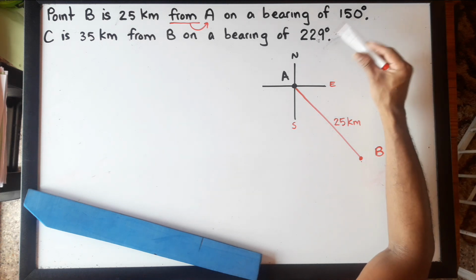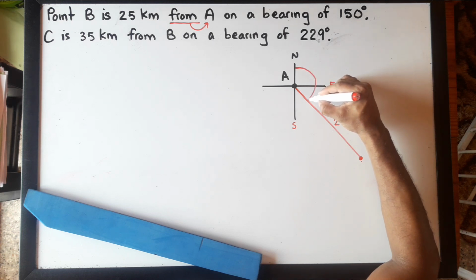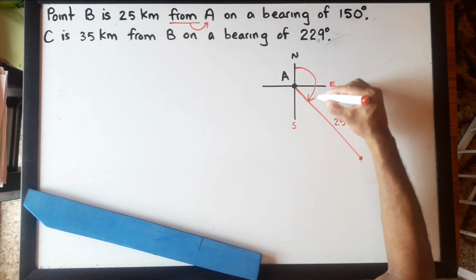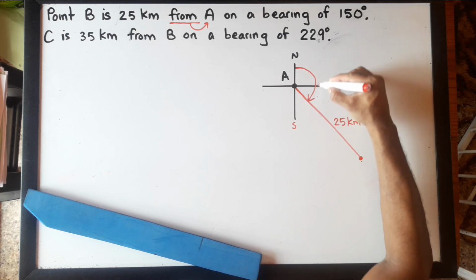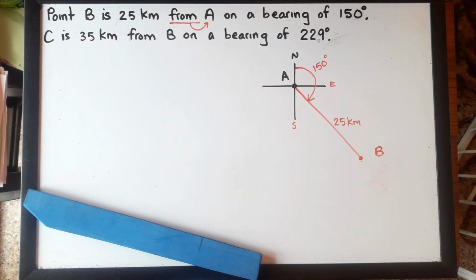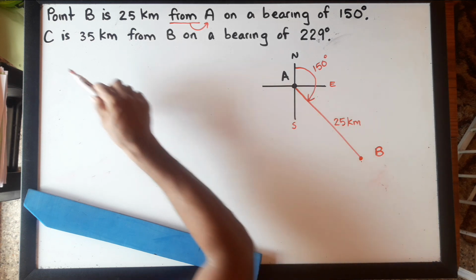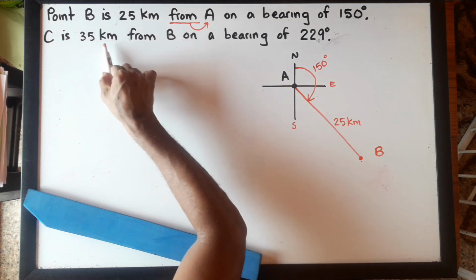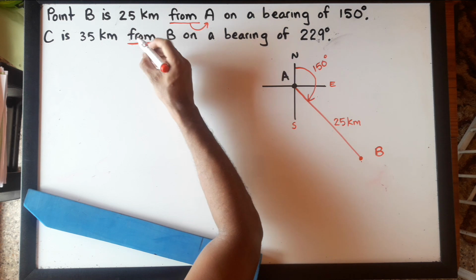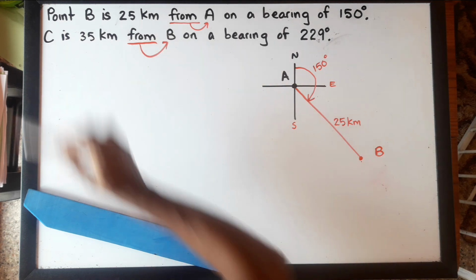And what is the angle that's 150? Well, bearings are measured from north in a clockwise direction. So this entire red angle here, the entire thing is 150 degrees. Great. So now we have reached point B. Let's read the other sentence. C is 35 kilometers from B. So where are we standing now? We are standing at point B and we are trying to reach point C.